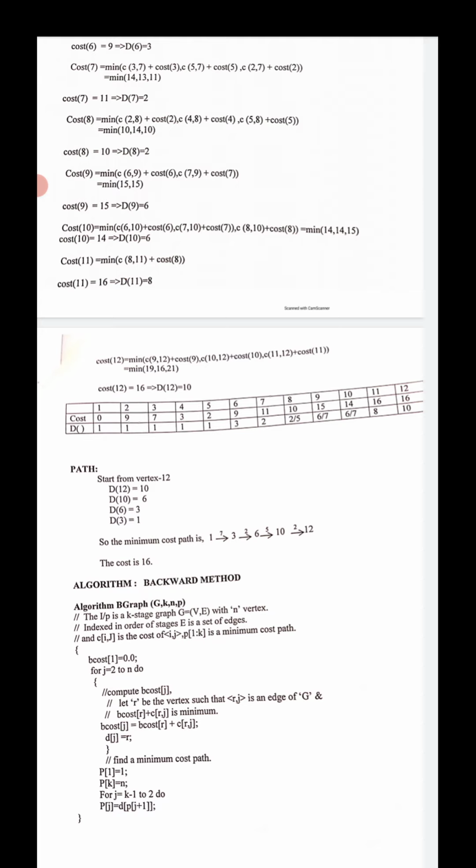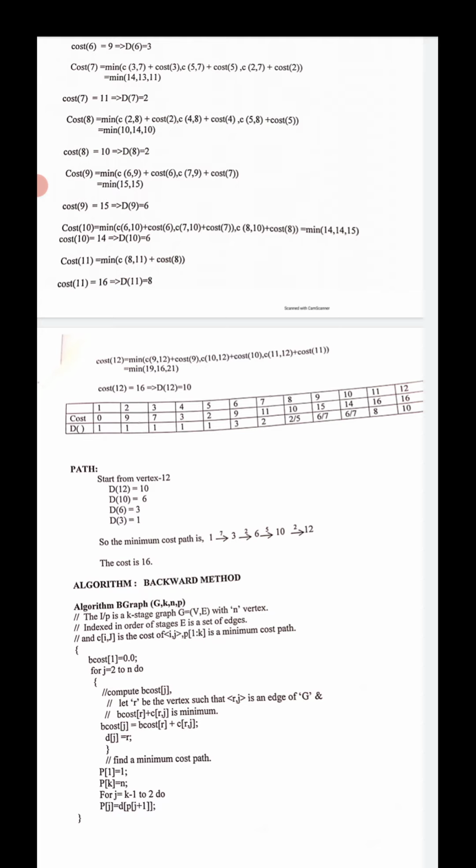How can we calculate the path? Based upon the starting vertex, from vertex 12, the destination of 12, how much? 10. We have to look at the destination of 10, how much? 6. Destination of 6, how much? 3. Destination of 3, how much? 1. Now we have to calculate 1 to 3, 3 to 6, 6 to 10, 10 to 12. This is the path, the minimum cost path. We calculate 7 plus 2 is 9, 9 plus 5 is 14, 14 plus 2 is 16. This is the minimum cost path.